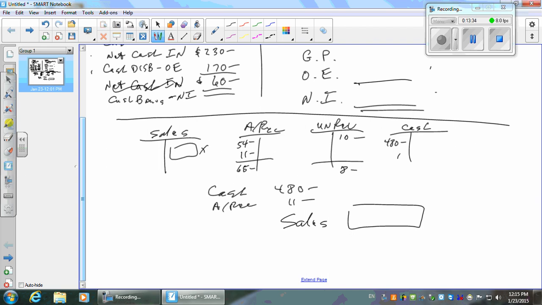What else do we want to do? Yeah, debit unearned revenue for 2. You got it. That's all we do. Don't flail around with this stuff, you guys. It just makes sense, right? So what must the sale be?